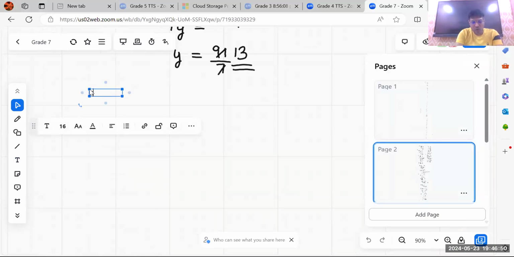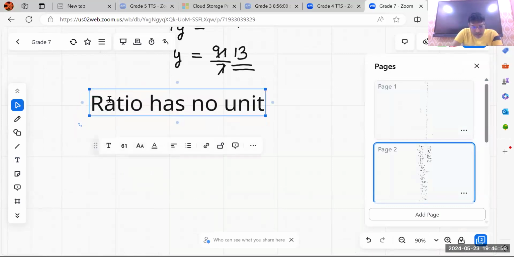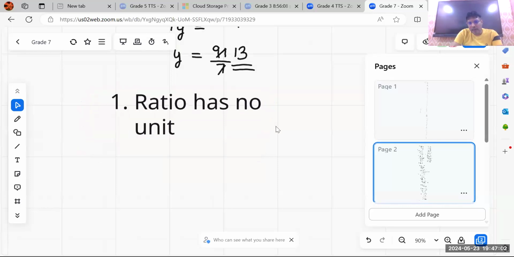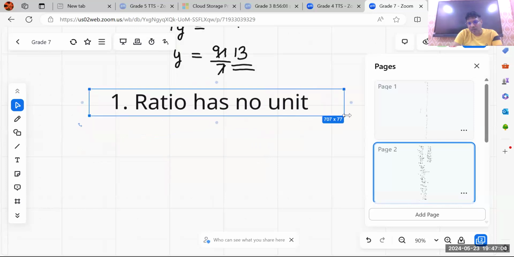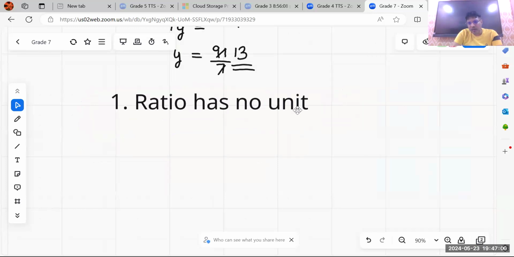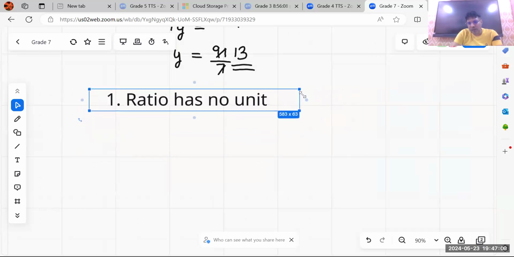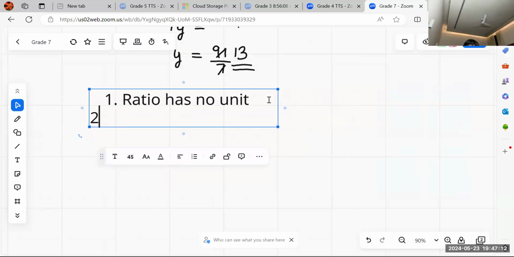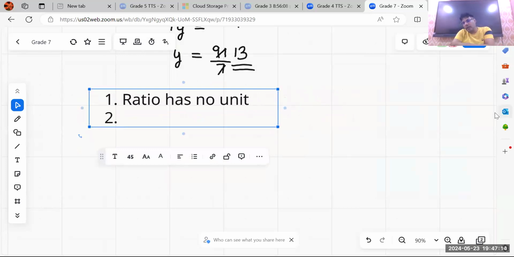So ratio has no unit. Means you cannot say it is in centimeter, meter, kg, anything. Ratio has no unit. Any doubt, guys? First thing: ratio has no unit means a ratio does not have any unit.